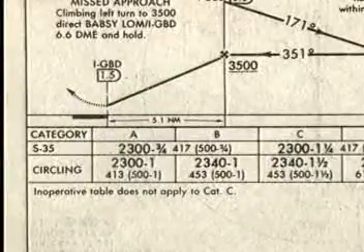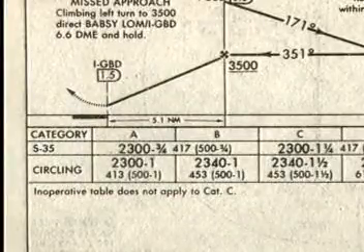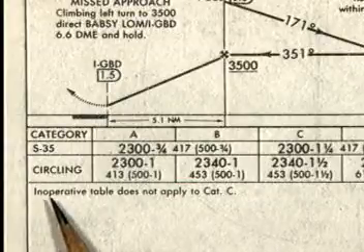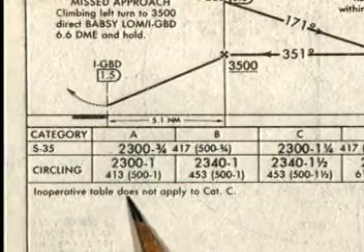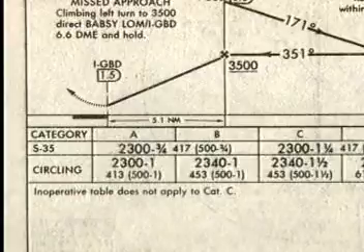Well, now I'll scan the chart to remind myself of any special notes around here. This note says inoperative table does not apply to Cat C. Well, we are not flying a Category C airplane, so that will not be a problem for us.